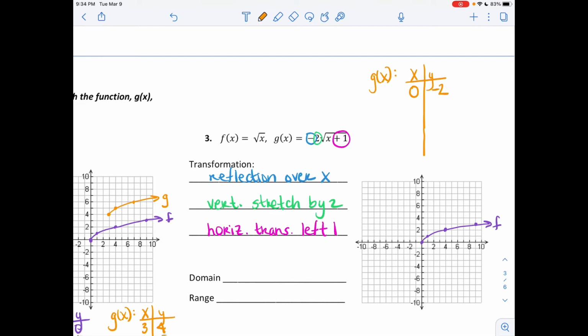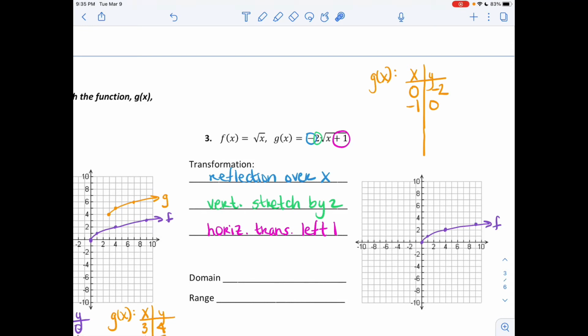I know that I shifted to the left by 1, so let's go ahead and pick an x value of -1 as our next point. And at -1, I'm going to get -1 plus 1. That will make this radical 0. Anything times 0 is 0.